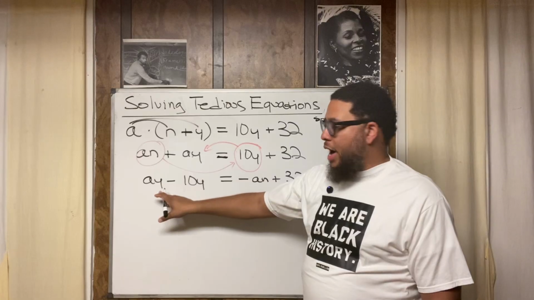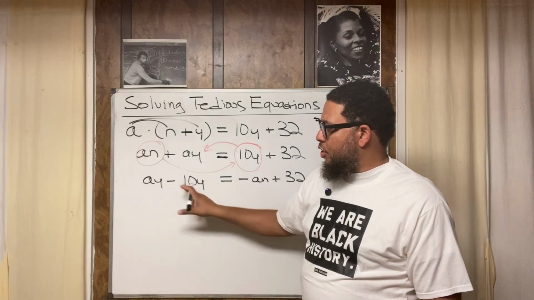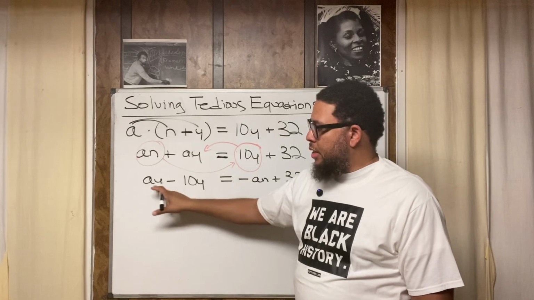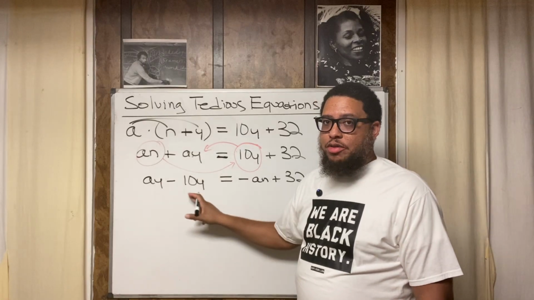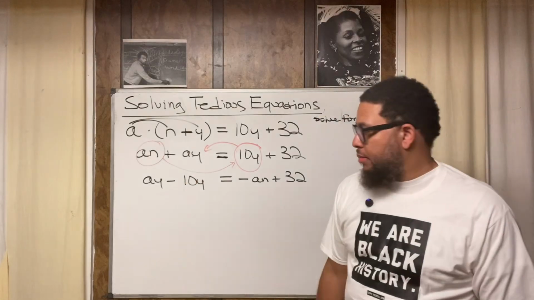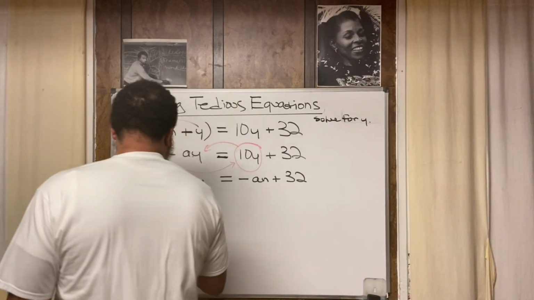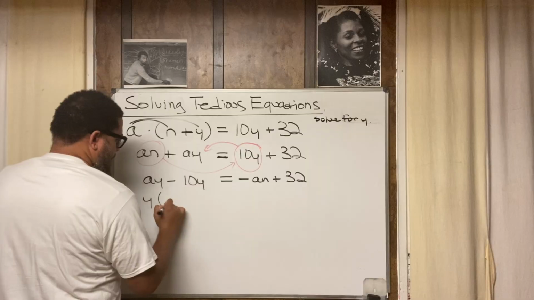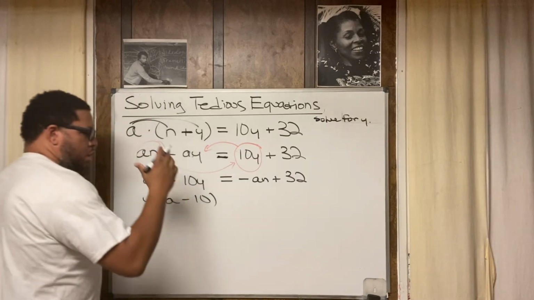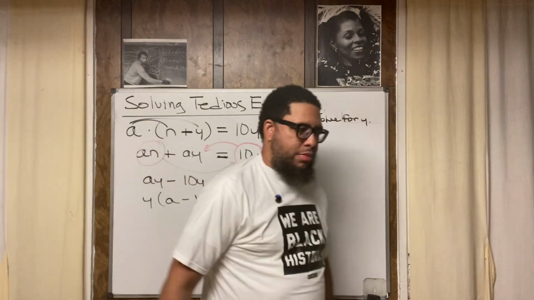Now I'm trying to solve for Y, right? Notice that there's a Y variable in each of these terms. That means that Y is a greatest common factor. That means I can factor out the Y. That's the next step. So we're going to have Y as a GCF using the GCF method. And then we're going to have A minus 10. Now, where does this A minus 10 come from?